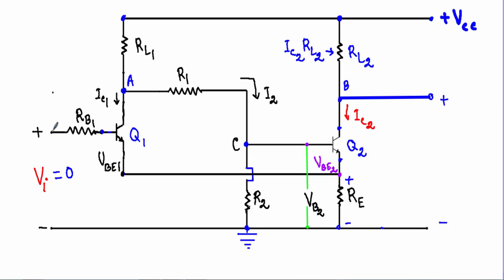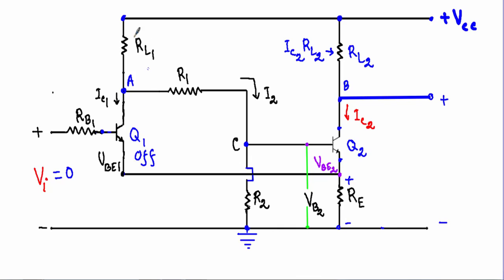That means this end of this RB is directly grounded, or this could be an open circuit. As the input voltage is equal to 0, that means the input voltage is less than 0.7 volt, therefore this base to emitter junction will not be forward biased. Our transistor Q1 will be in the off state.